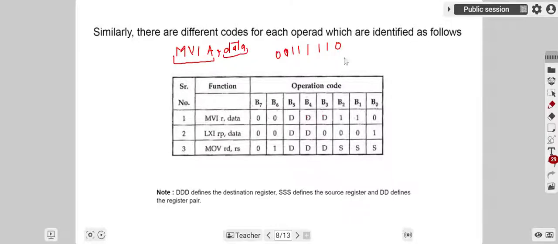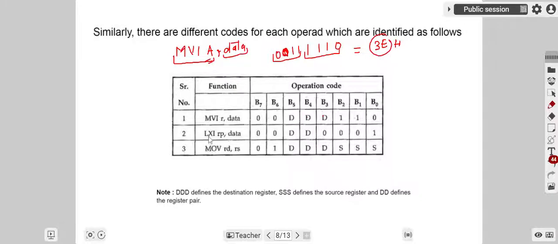Any data which we are specifying here, we have to use this code 110. So what is the opcode for MVI A instruction? You can find out the opcode from this. The opcode would be 3, then 8 plus 4 plus 2, that is 14. 14 is equal to E. So 3EH is the opcode for MVI A comma data.